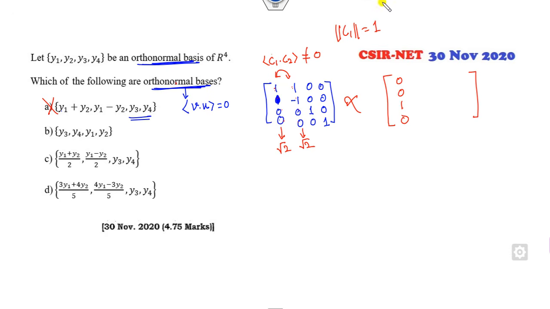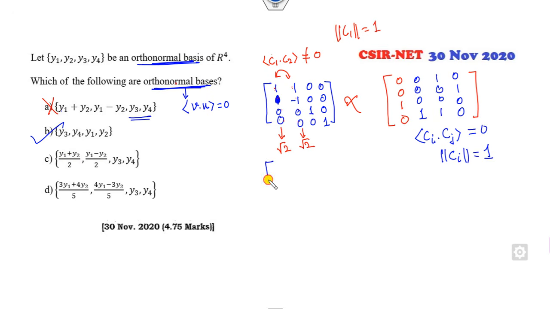y3. This is my y3. y4. This is my y4. This is my y1. This is my y2. Now clearly, each of the columns Ci and Cj gives 0, and the norm of each column is 1. So this is the right answer.